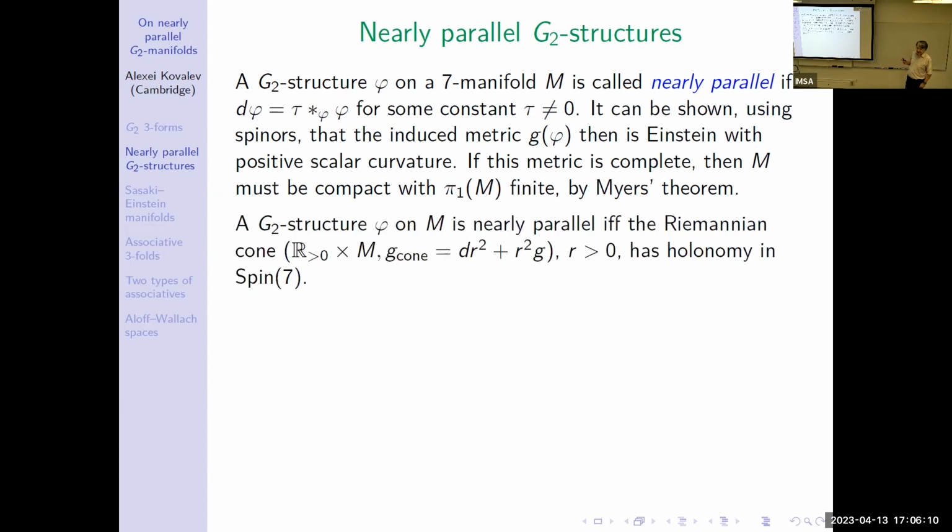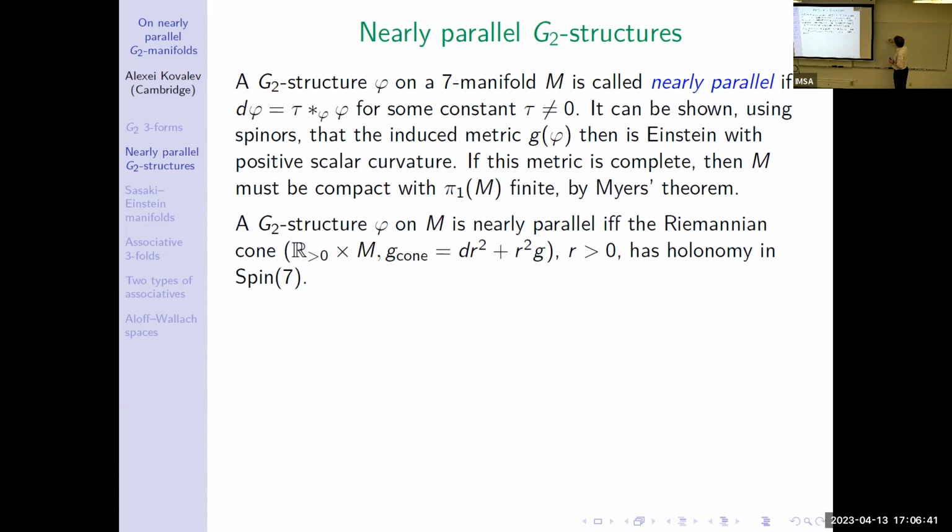Now, there is a second important point of view. Why this particular structure? It turns out that if we form a Riemannian cone on this nearly parallel seven-manifold, then the resulting Riemannian manifold will have holonomy in Spin(7). At this point, I'll slightly expand on this statement and clarify why it is interesting.